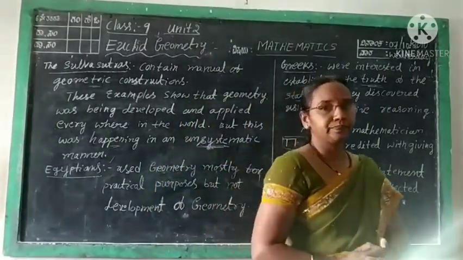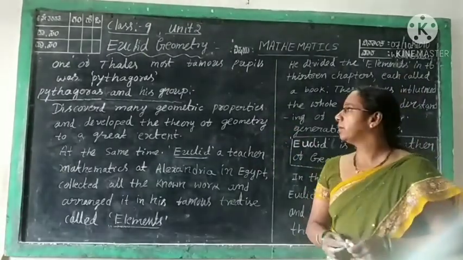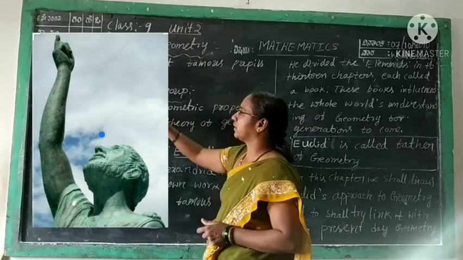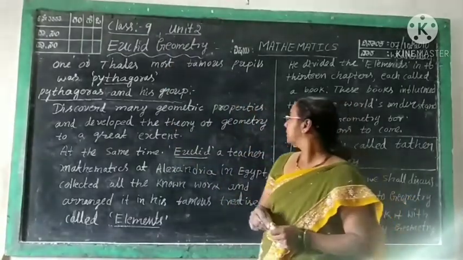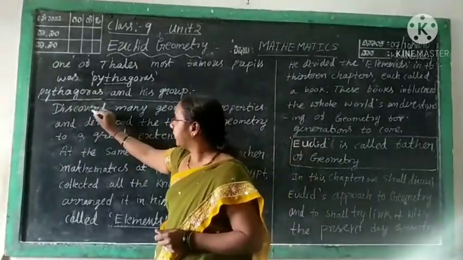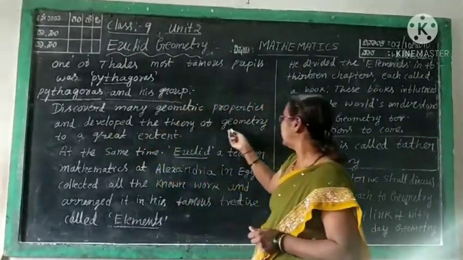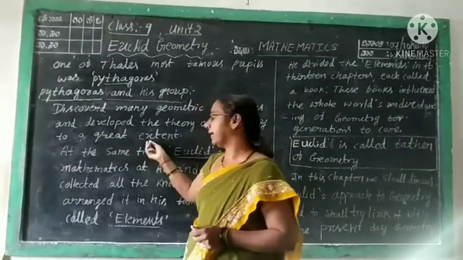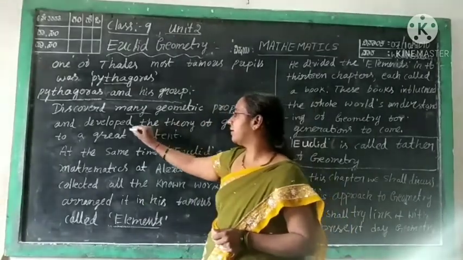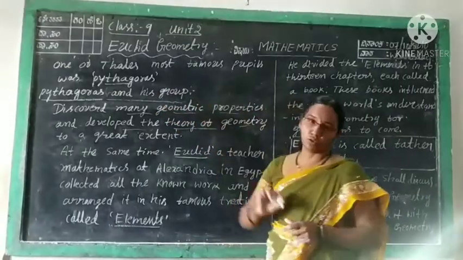Then next, one of Thales' most famous pupils was Pythagoras. Pythagoras and his group discovered many geometric properties and developed the theory of geometry to a great extent.